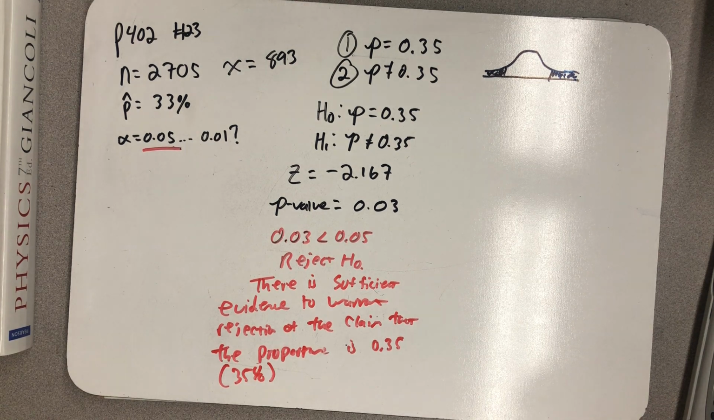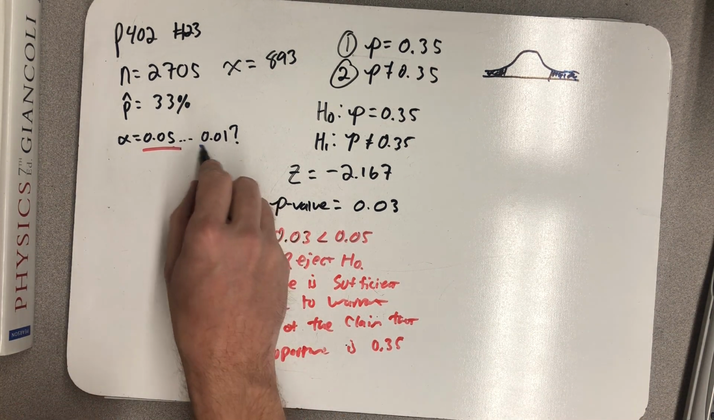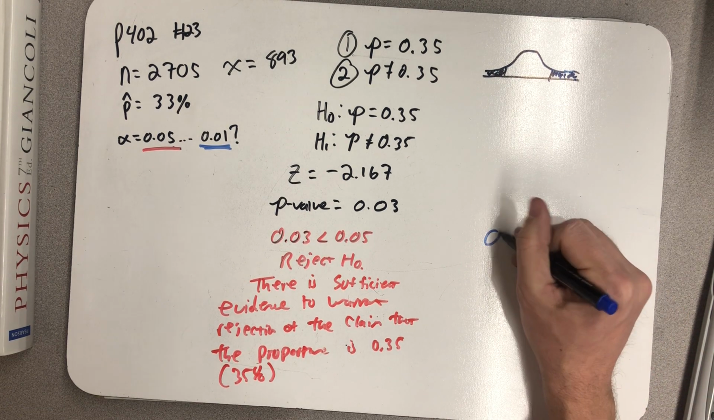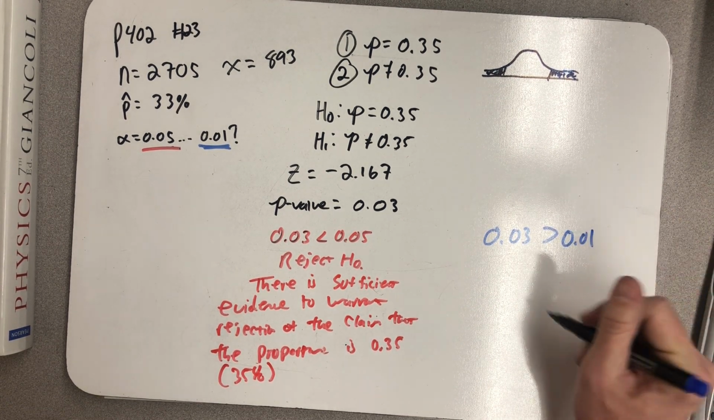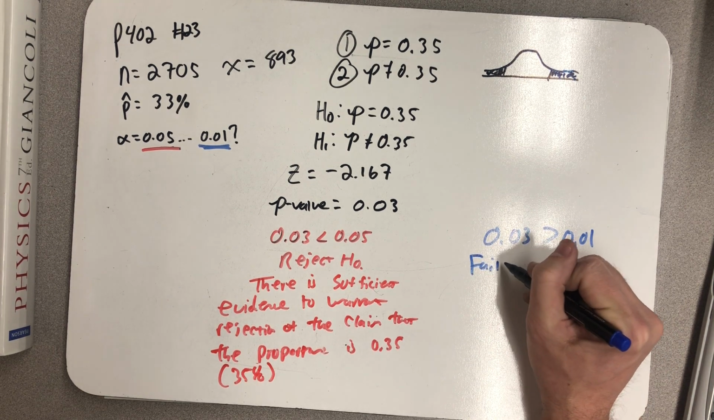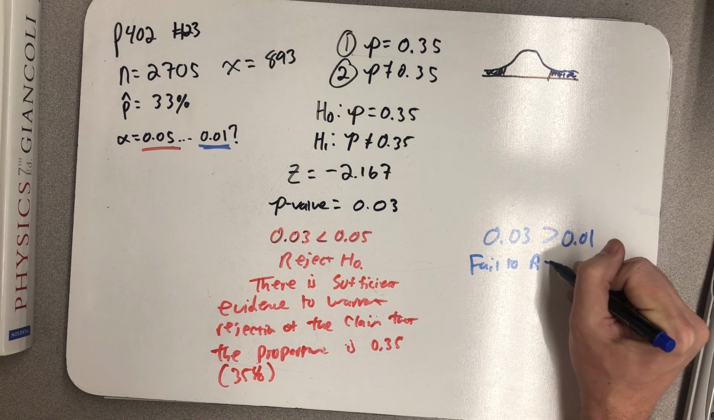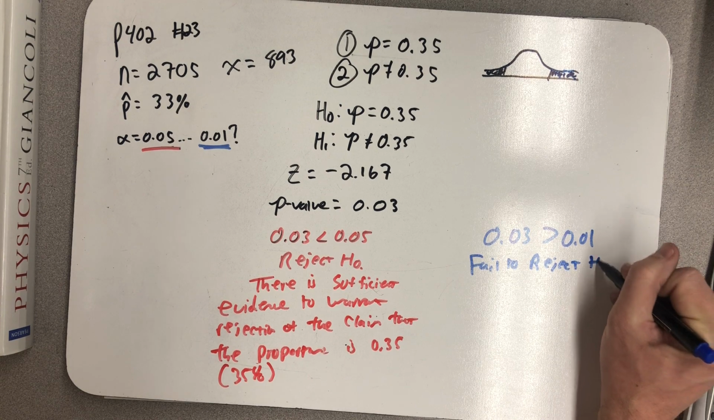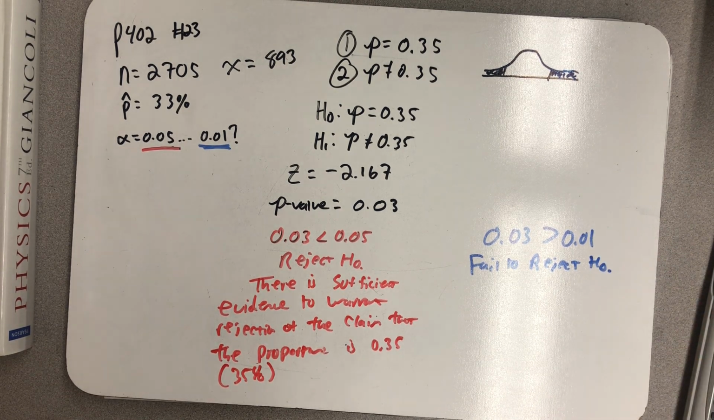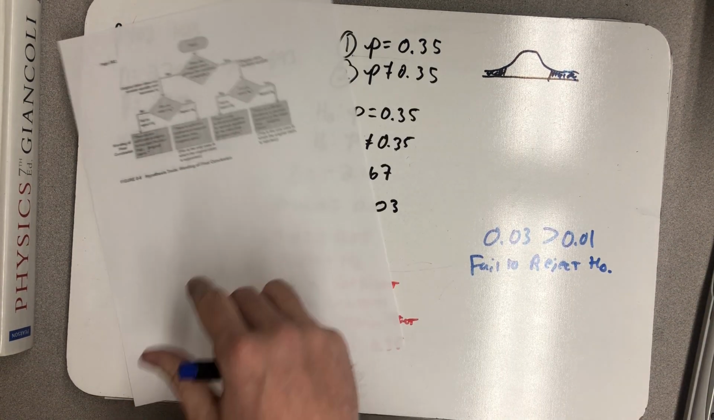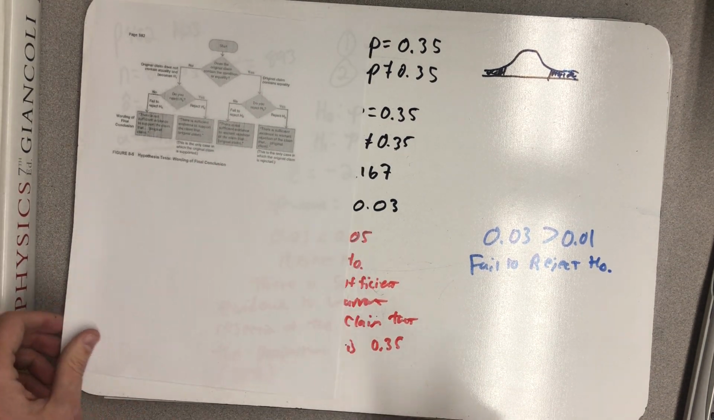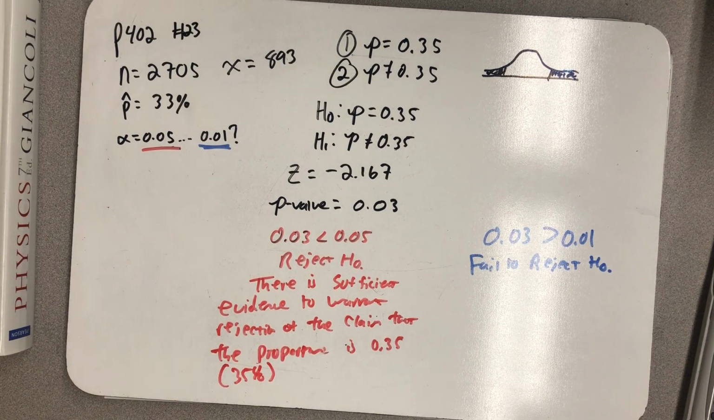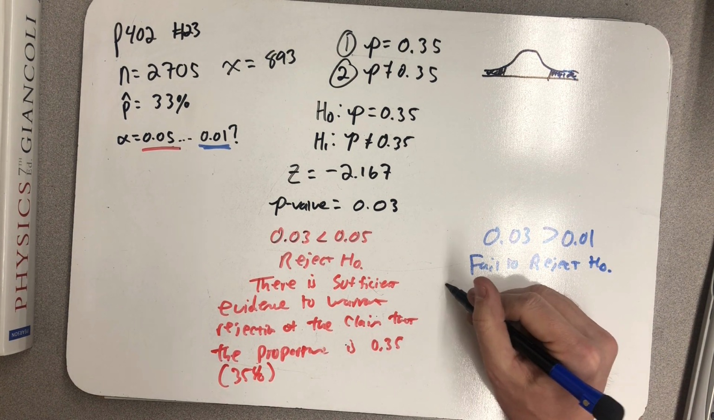The author asks us to consider what would happen if instead we use an alpha of 0.01. And this is the interesting case where now our p-value is larger than the significance level, and we would fail to reject the null hypothesis. And so literally, in the last step here, we get the other conclusion: there is not sufficient evidence to warrant rejection of the claim that the percentage is 0.35.